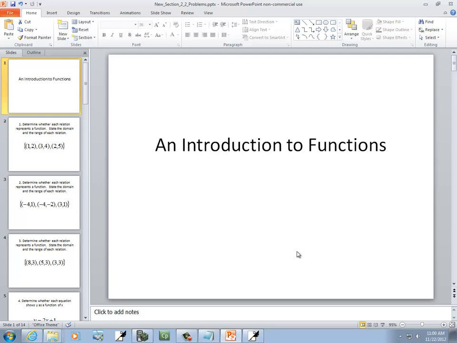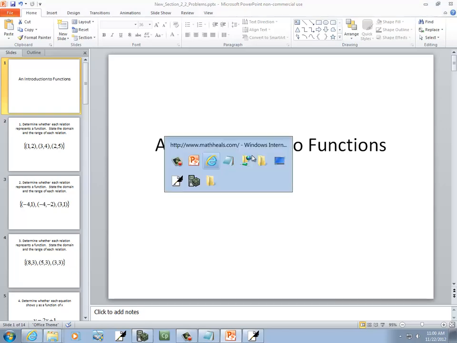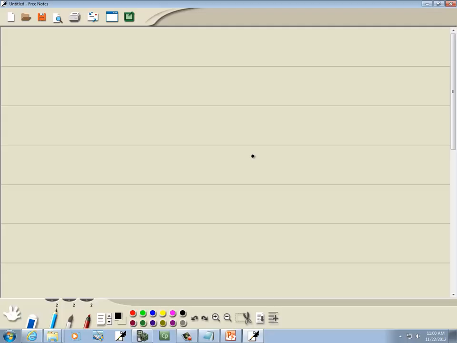And let's take a look at an introduction to functions. Let's first write down a definition of a function. The definition of a function says, for every x, there is only one y. So for every x, there's only one y.